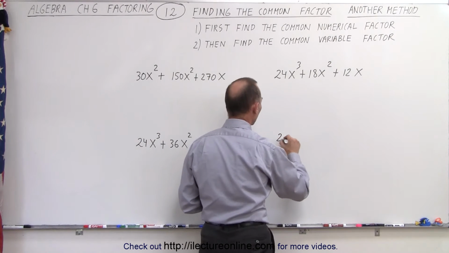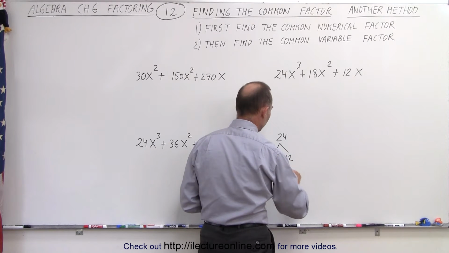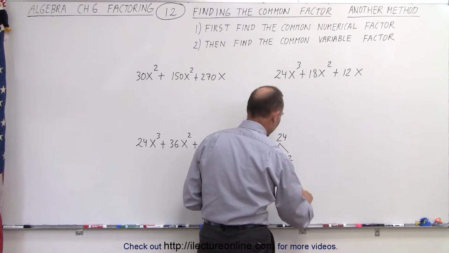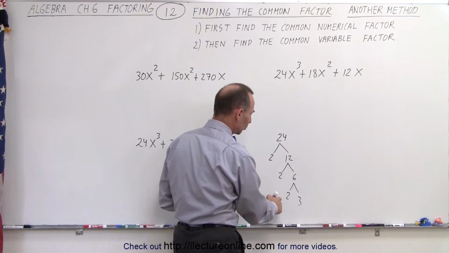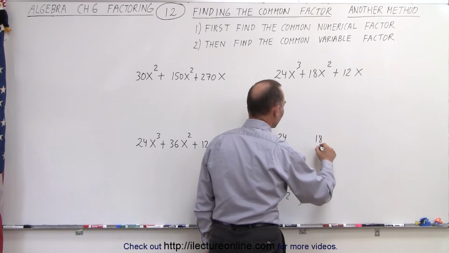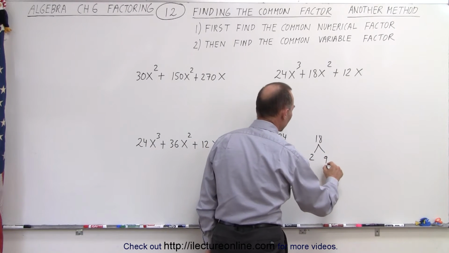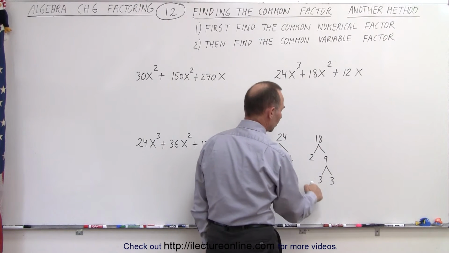With the number 24, notice we can divide that by 2 to get 12, divide it by 2 to get 6, and divide by 2 again to get 3. So the factors of 24 are 2 times 2 times 2 times 3. Now we do the same for 18. We divide by 2 to get 9, and we divide that one by 3 to get 3. So the factors for 18 are 2, 3, and 3.